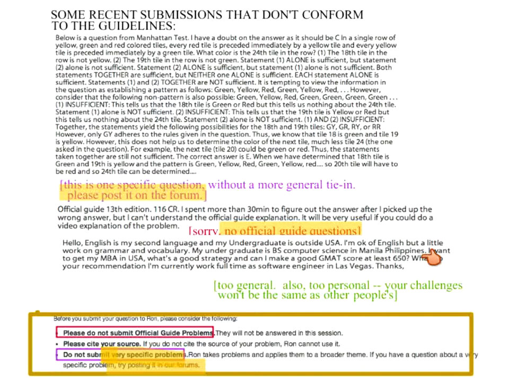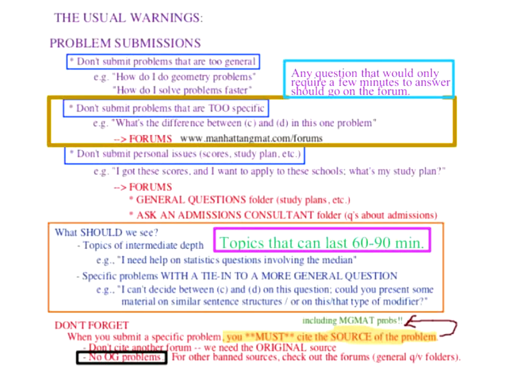Remember what this is and isn't. This is a study hall whose recording is watched by hundreds, if not thousands, of people. So an individual study plan is not the best use of that time. We do have a folder in the forum for this, as remarked on this other slide. If you have personal questions about your study plan or about your own scores, then on the forum we have a general questions folder, which is for that kind of thing.